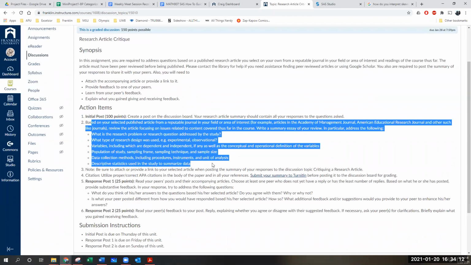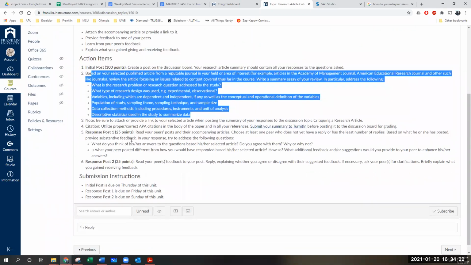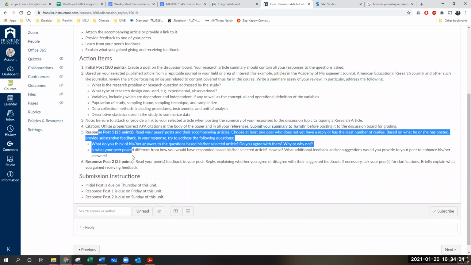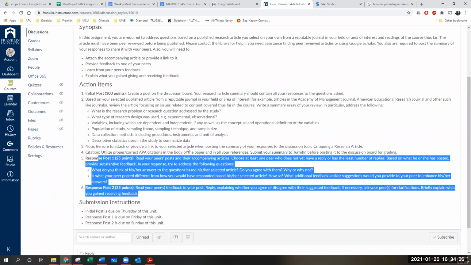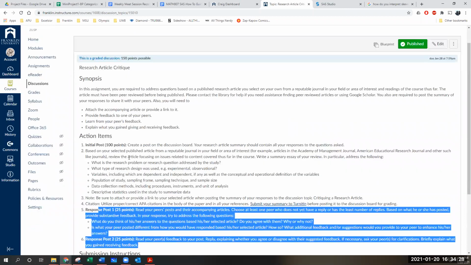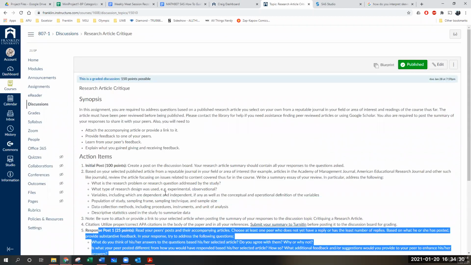For which is the discussion post, which is pretty much what you kind of did in the critique anyway. So you can just copy and paste mostly. And then you go back and you read other people's posts and then you post 2 responses to those for the full 150 points for that part.